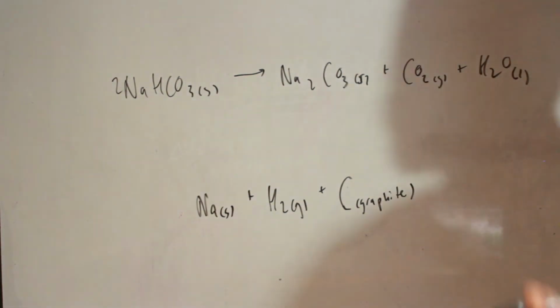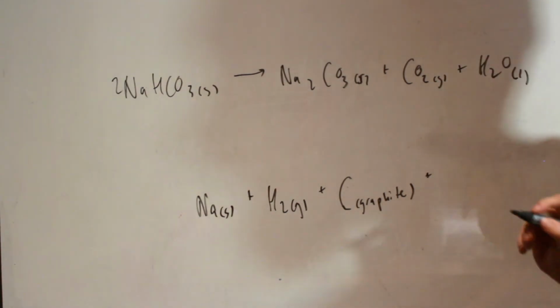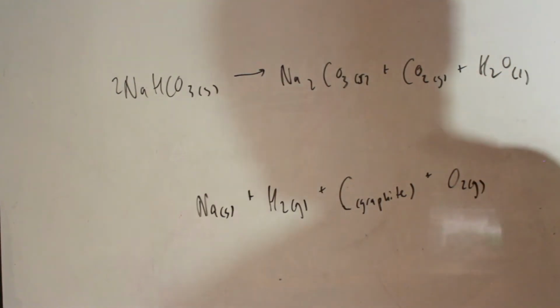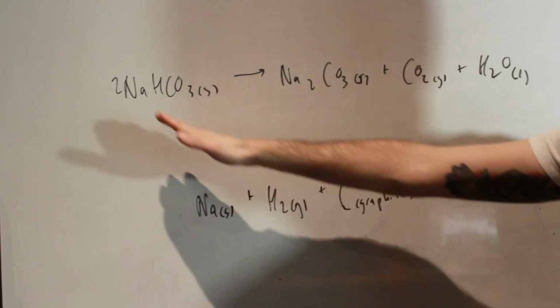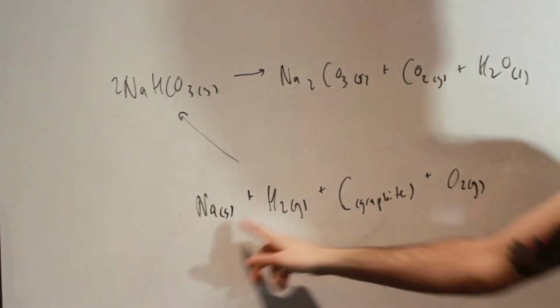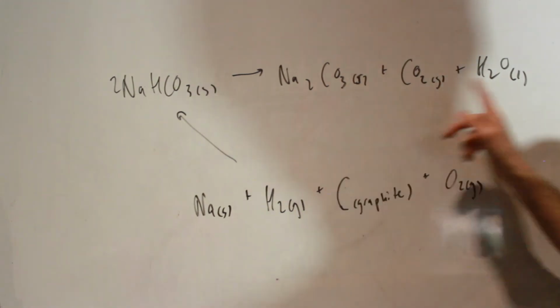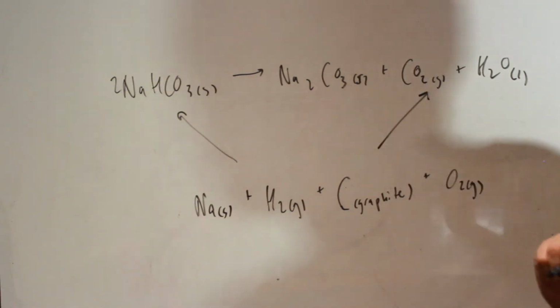We had a video on the different kinds of allotropes a few videos ago in the states of matter. And then we have our oxygen, which would be diatomic oxygen gas, like that. So we can have sodium, hydrogen, carbon, and oxygen all react to form that, and we can have sodium, hydrogen, carbon, and oxygen to form these three things in different amounts.